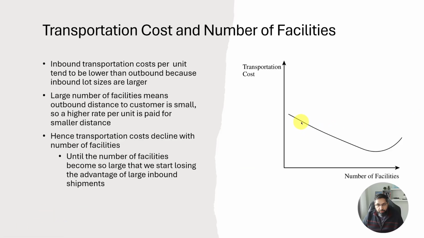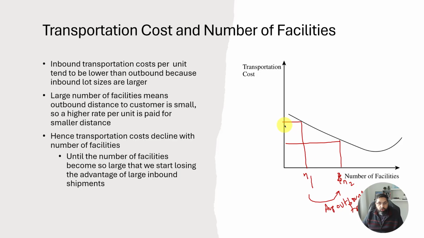So let's compare this one with this one. Here you have N2 facilities, which is a bigger number, and here you have N1 facilities, which is a smaller number. So let's compare what happens in N1 versus N2. If you go from N1 to N2 facilities, your average outbound travel distance will decrease.